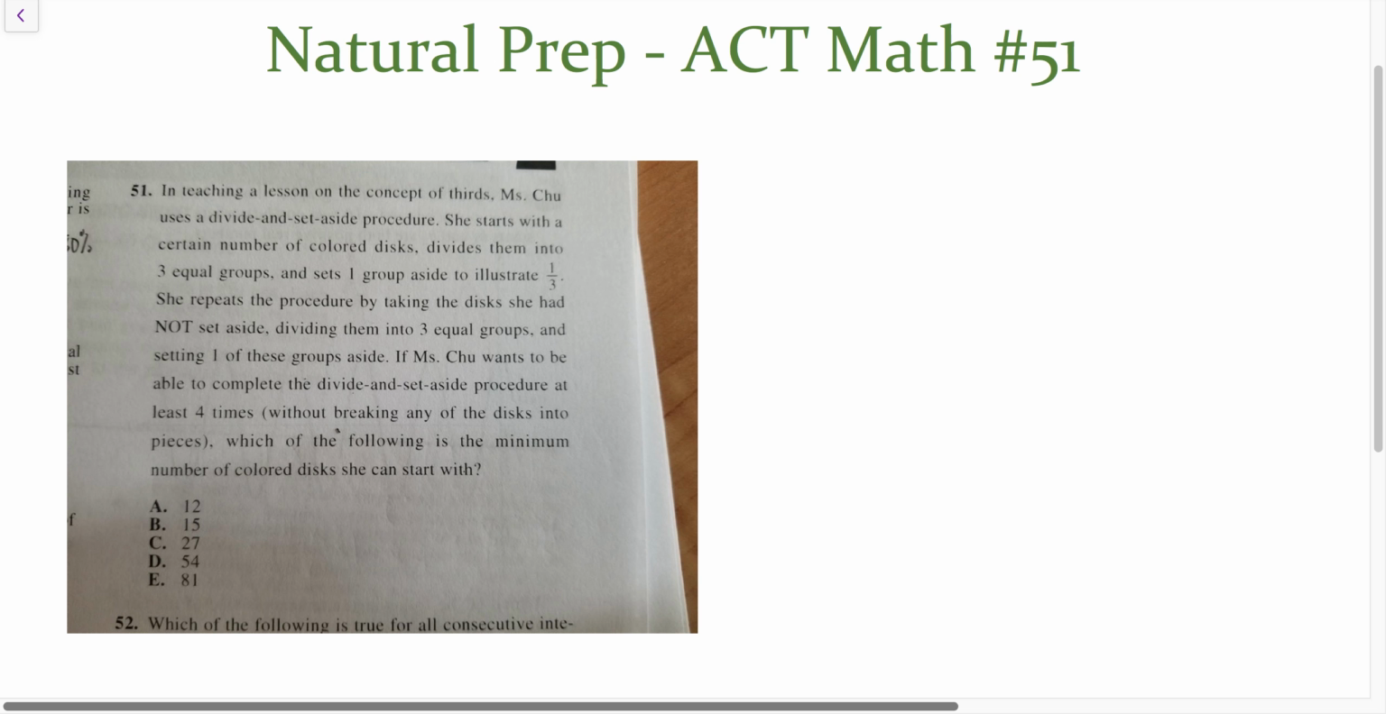If Miss Chu wants to be able to complete the divide and set aside procedure at least 4 times without breaking any of the discs to pieces, which of the following is the minimum number of colored discs?